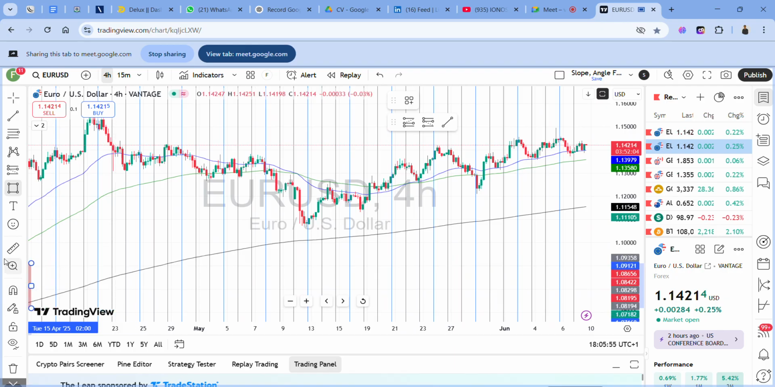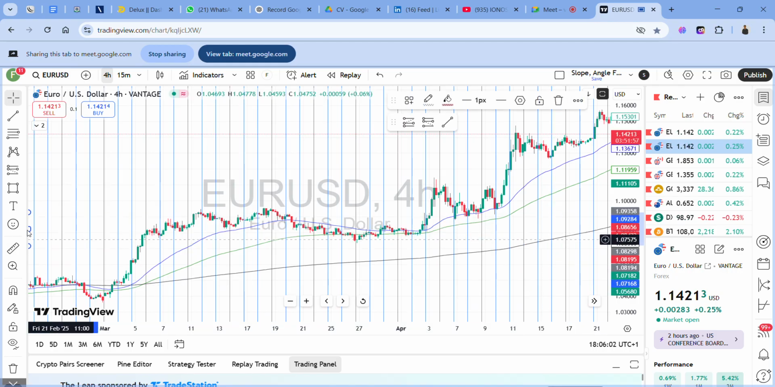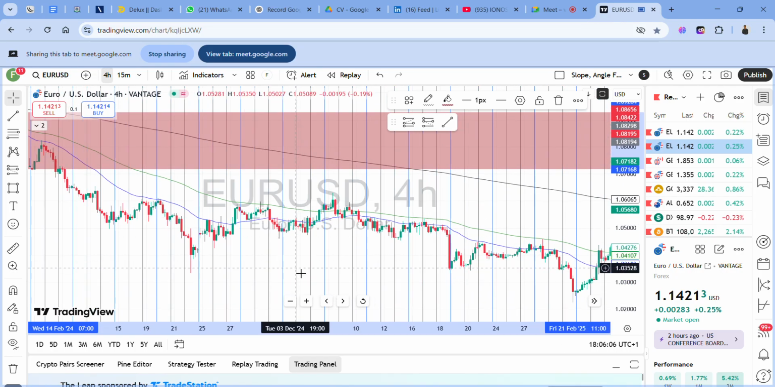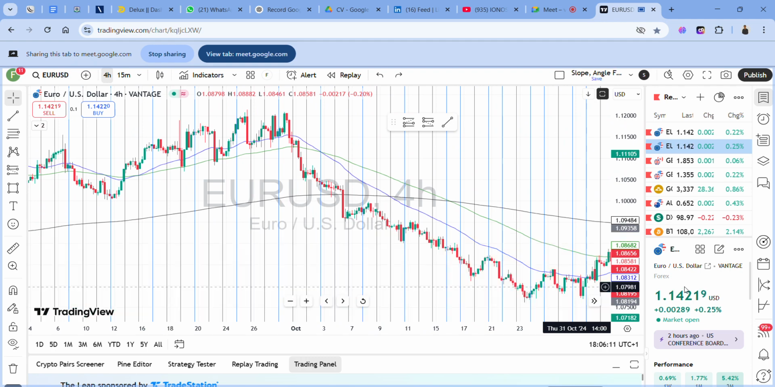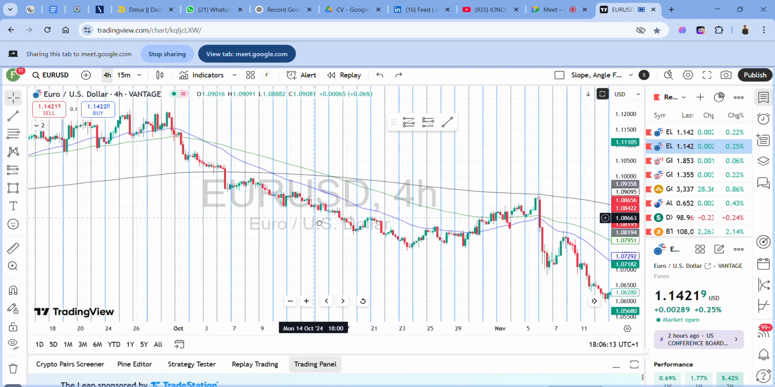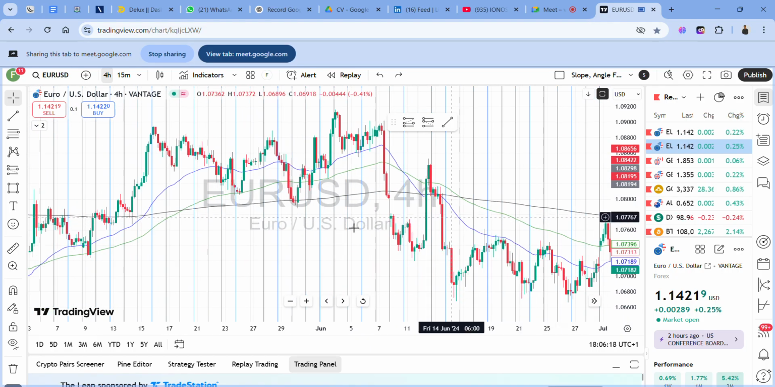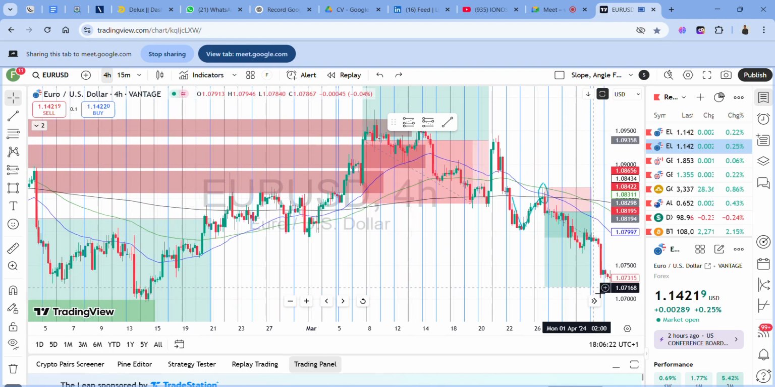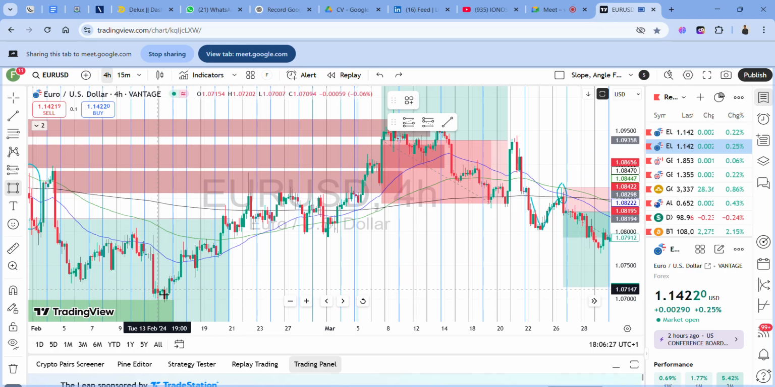Wow, I seem to have zoomed in to the picture a little too much. Okay, just Control Z. Nothing like Control Z can't fix, right? All right, so this is where we are. Back testing, okay.